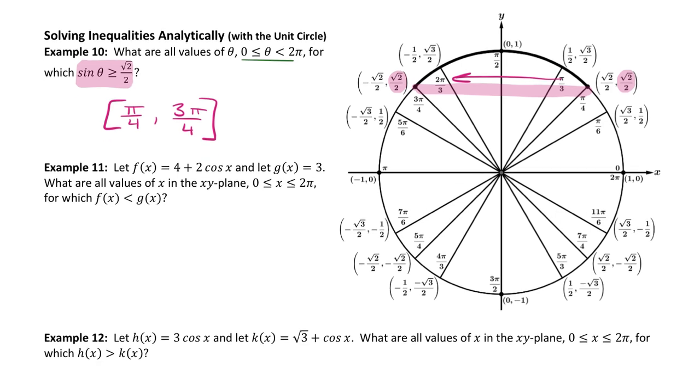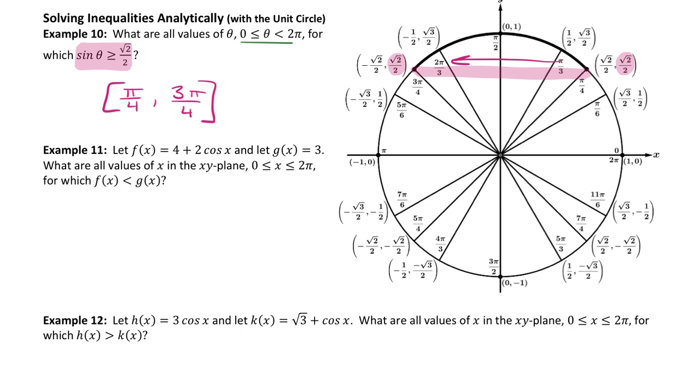Number 11 says let f of x equal 4 plus 2 cosine of x and let g of x equal 3. What are all the values in the xy plane between 0 and 2 pi, again, that's my little domain restriction, so one rotation, for which f of x is less than g of x. Okay, they're going to make us work here a little bit.